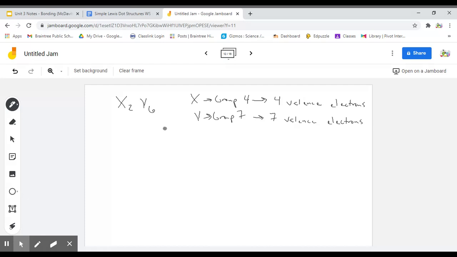How you start all of these is to draw the Lewis symbols for what you have. I'm going to draw my 2 X's here. Remember that X is in group 4, so it has 4 valence electrons. I'm going to write them as single dots in each of our 4 locations. Now I have my Y's, so I'll do them in a different color. I'm not going to draw all 7 of them, but they have 7 valence electrons.